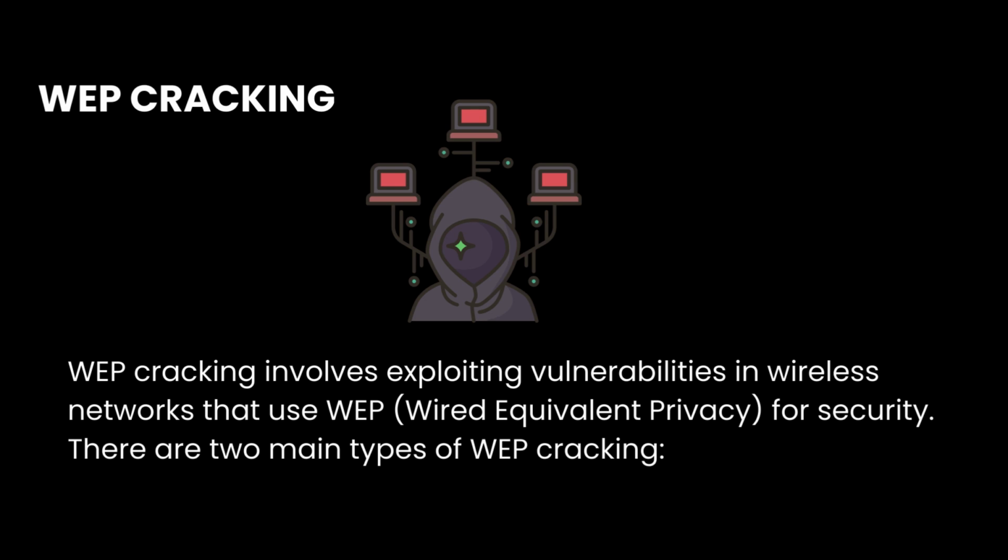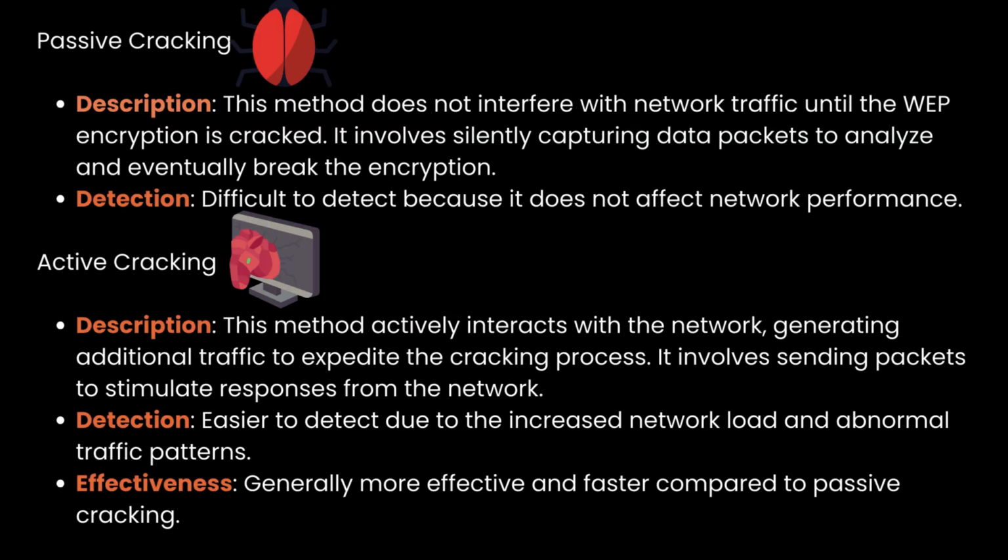WEP cracking. WEP cracking involves exploiting vulnerabilities in wireless networks that use WEP, Wired Equivalent Privacy, for security. There are two main types of WEP cracking: first is passive cracking and second is active cracking. Passive cracking doesn't interfere with the network traffic until the WEP encryption is cracked. It involves silently capturing data packets to analyze and eventually break the encryption. It is difficult to detect because it doesn't affect network performance.